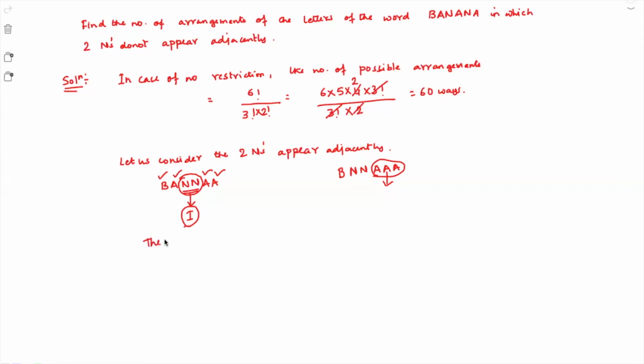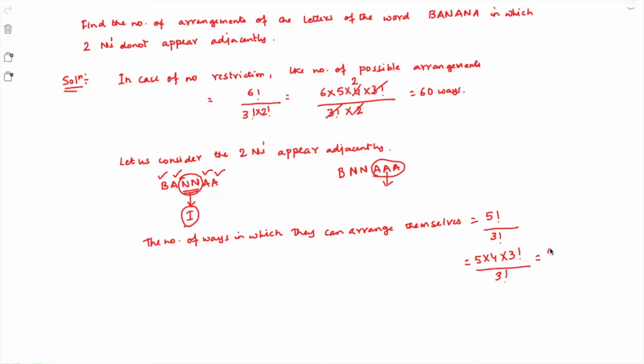The number of ways in which they can arrange themselves is 5 factorial, because the two N's become one unit, divided by 3 factorial. Why 3 factorial? Because there are 3 A's. So it will effectively be 5 into 4 into 3 factorial by 3 factorial, which will become 20.